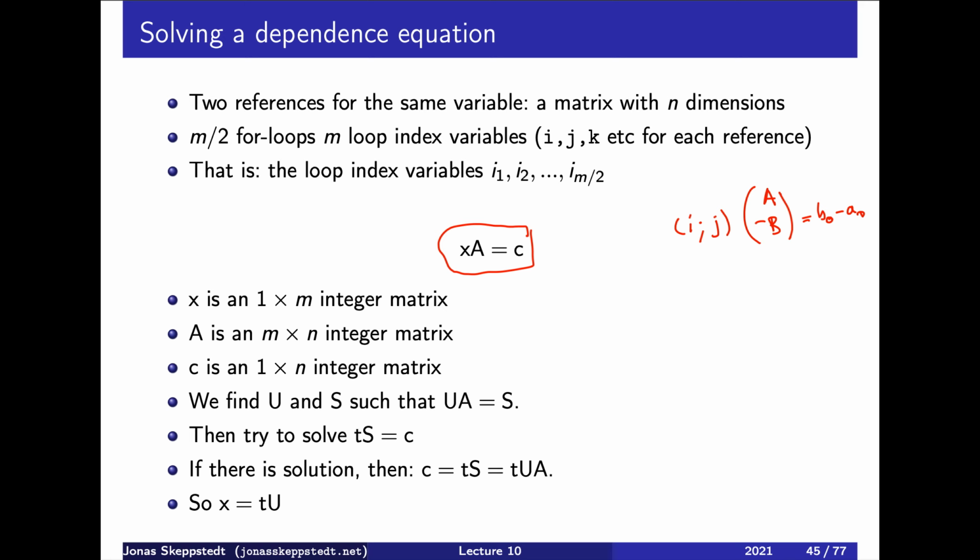And if there is a solution, then we can compute the solution to this one by multiplying t and U. So what we have found then is an integer solution to this equation. And what we need to do then is to take this integer solution and check if it is within the loop bounds.